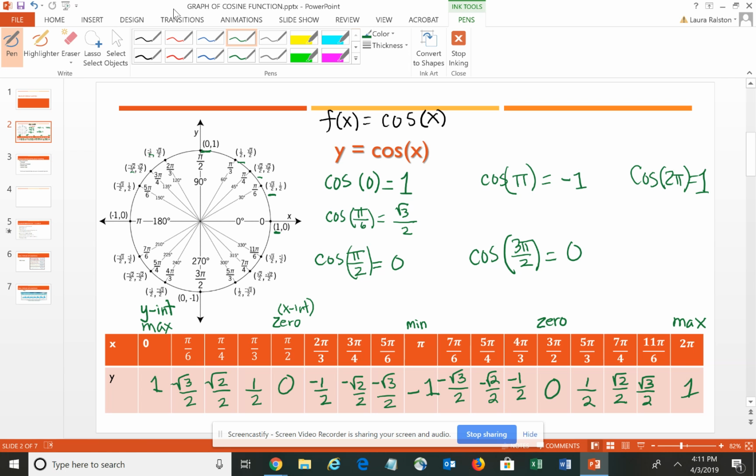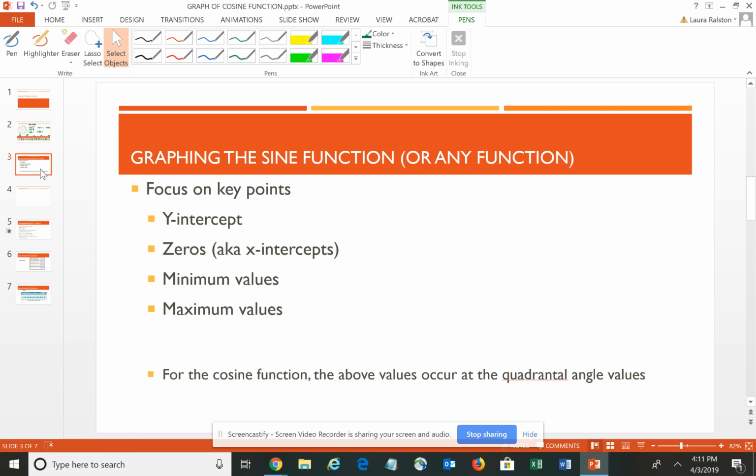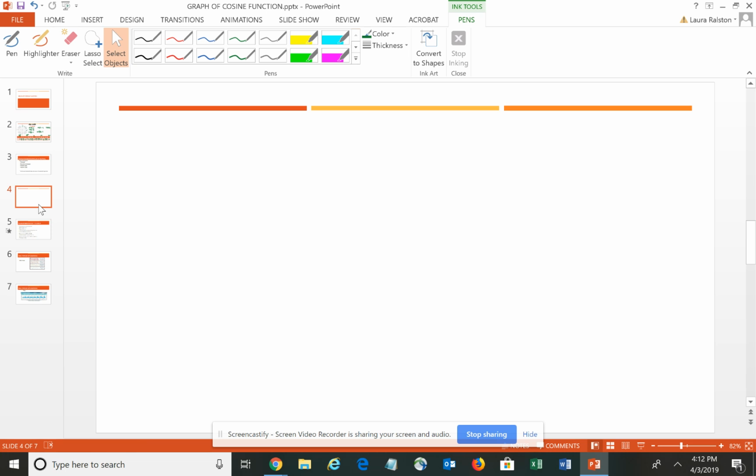And again, I've pointed out the maximums and the zeros and that kind of thing because those are the points that we tend to focus on when we are graphing the cosine function or any function. You want to focus on those key points: your y-intercept, your zeros, your minimum values, and your maximum values. And again, typically for the cosine, similar to the sine, those values occur at the quadrantal angles. So if we create this graph by hand again, I begin by drawing my coordinate grid.